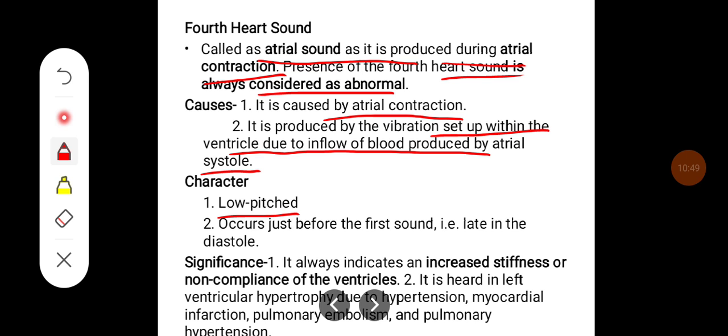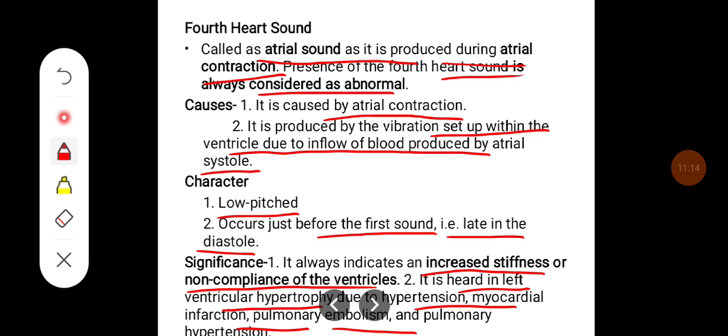It is a low pitched sound. It occurs just before the first heart sound, that is late in diastole. It always indicates increased stiffness or non-compliance of the ventricles. It is heard in left ventricular hypertrophy due to hypertension, myocardial infarction, pulmonary embolism, and pulmonary hypertension.